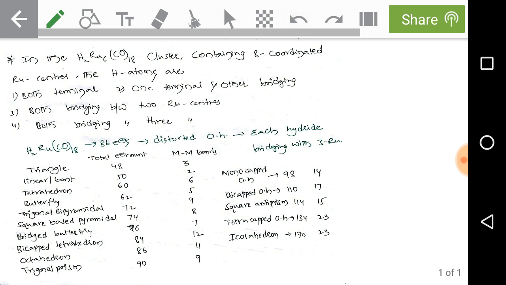For distorted octahedron, each hydride is bridging between 3 ruthenium. Okay, right. And just note down this important information. Whenever the metal complex contains 48 electrons with 3 metal-metal bonds, it is a triangle. And whenever the total electron count is 50 with 2 metal-metal bonds, it is linear or bent. Whenever it is 62 electrons with 5 metal-metal bonds, it is butterfly. And whenever it is 84 electrons with 12 metal-metal bonds, it is a bicapped tetrahedron, like that. So just note down, this is very important information for you.